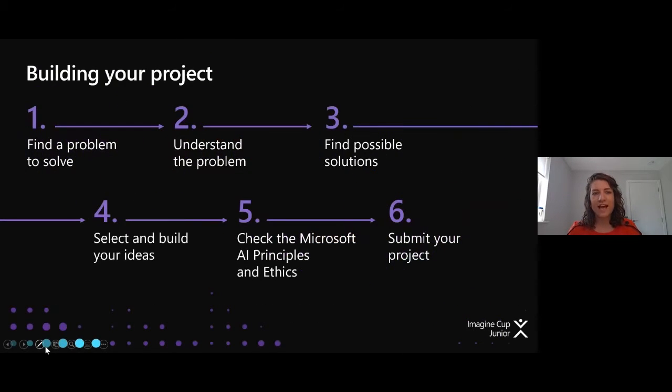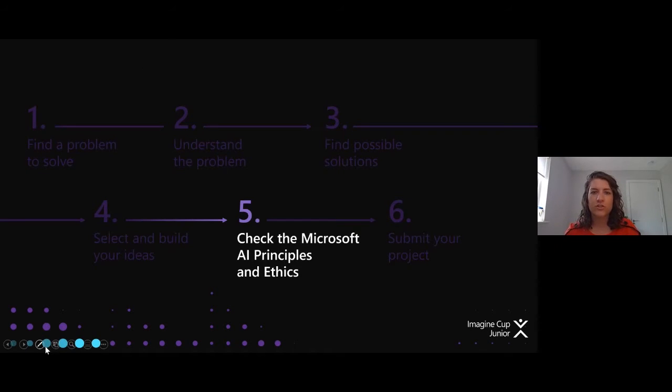Okay, so last week, as I said, we were doing design thinking and we made our way from step 1 on this list to step 4, and we were left with 5 and 6. Number 5 was to check the Microsoft AI principles and ethics. So that's what we are going to do now.